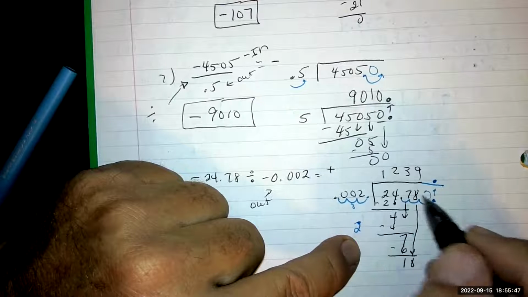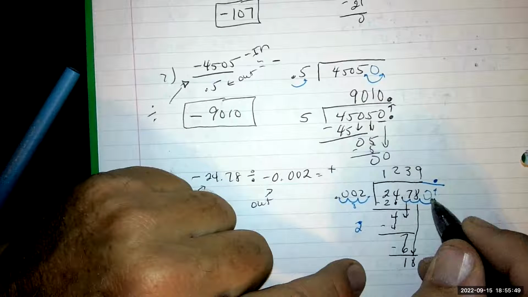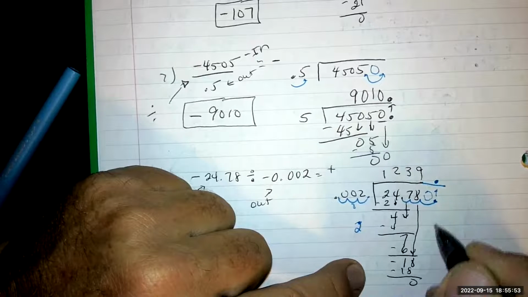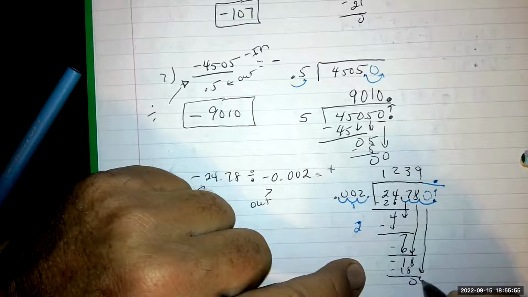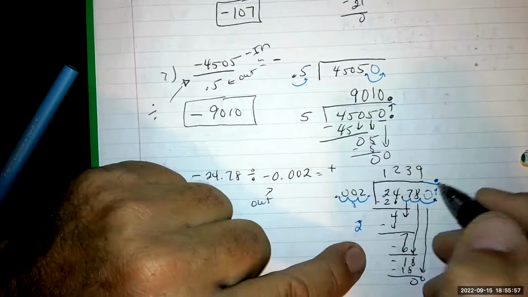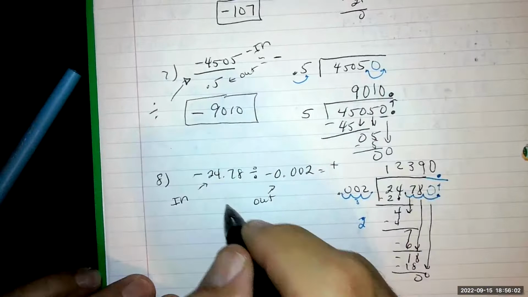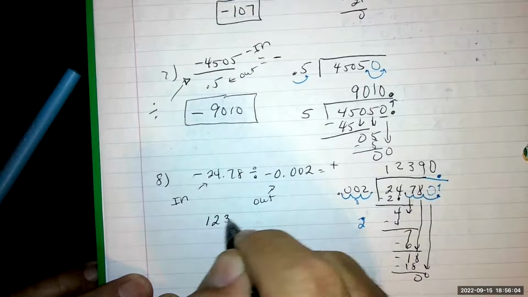1, 2, 3, good. All right, and then look, I got one little 0 left over, so when that makes 18, I got a 0. Bring down your other 0. 2 goes into 0, 0 times. So my answer is going to, it looks like 12,000. What's a big one, isn't it? 12,390.